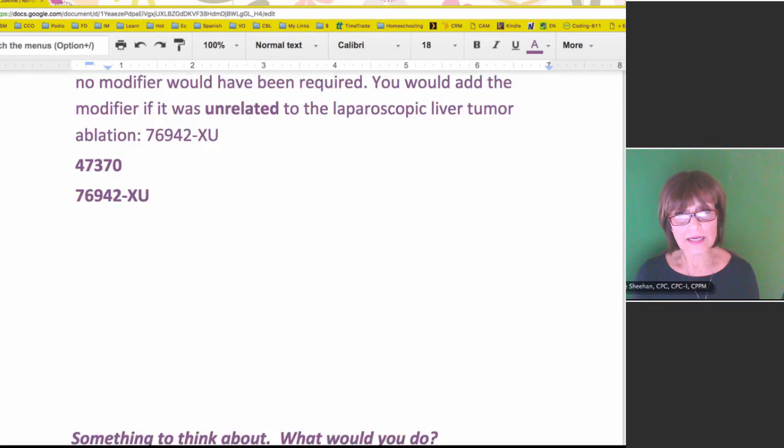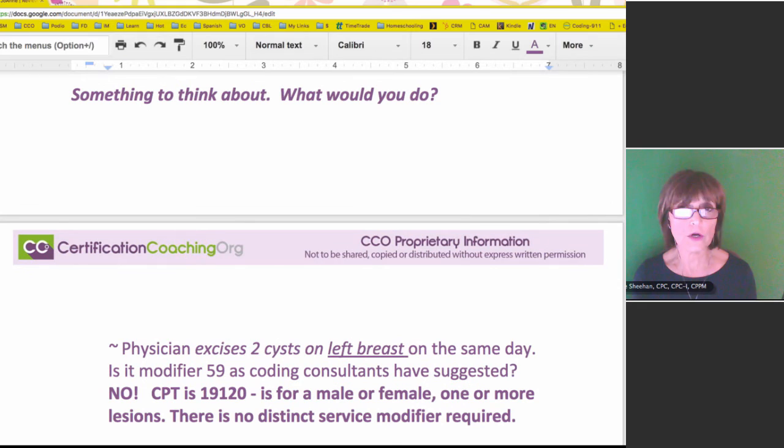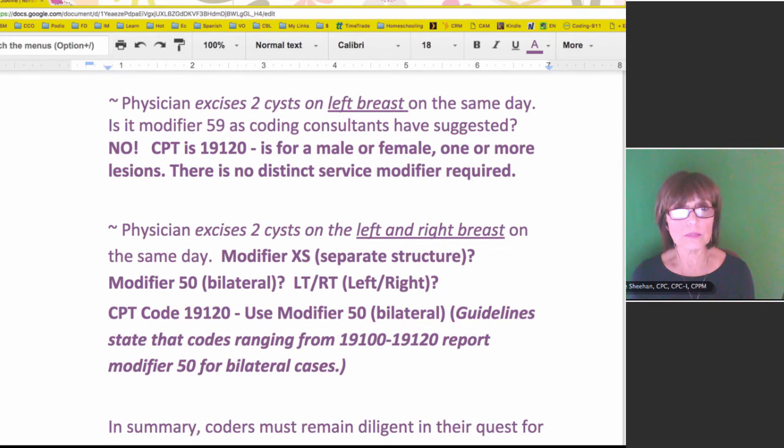And lastly, I had one final thing to think about when you're actually coding and using these X modifiers. If a physician excised 2 cysts on a left breast on the same day, would you use a modifier 59? The answer would be no, because the CPT code is for a male or female, one or more lesions. And there's no distinct modifier required because it's in the description of the CPT.